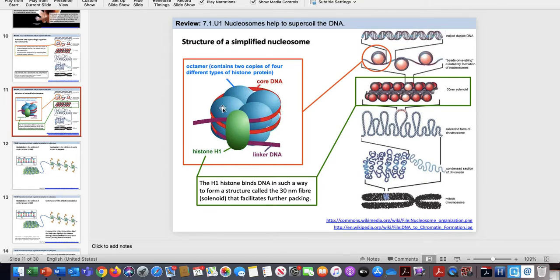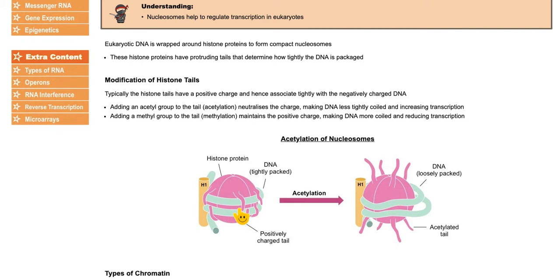The octamer made up of 8 histone proteins, or 2 copies of 4 different types of proteins, and then your histone H1 protein that sticks out here at the end, and this is what allows the DNA to kind of link here with other DNA, and it allows for further packing. So if we look at the nucleosome here, you see the same thing. You see the octamer here in the middle in pink, and then you see the histone protein here.